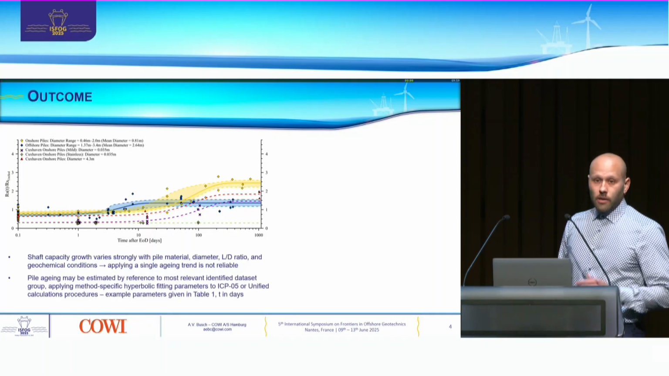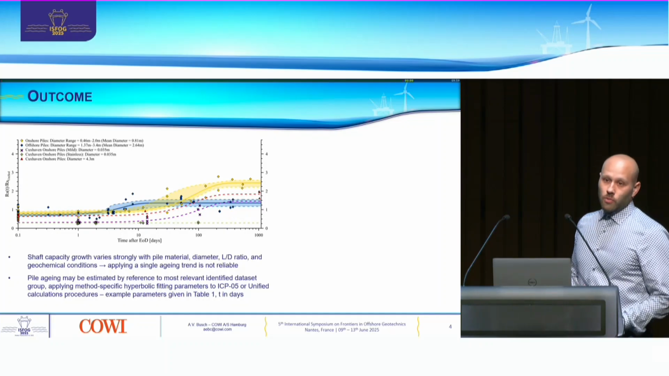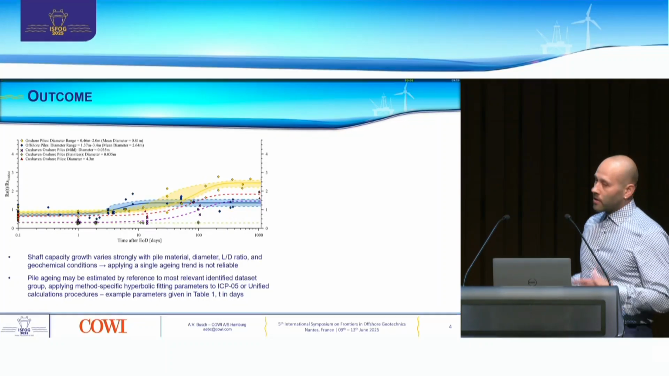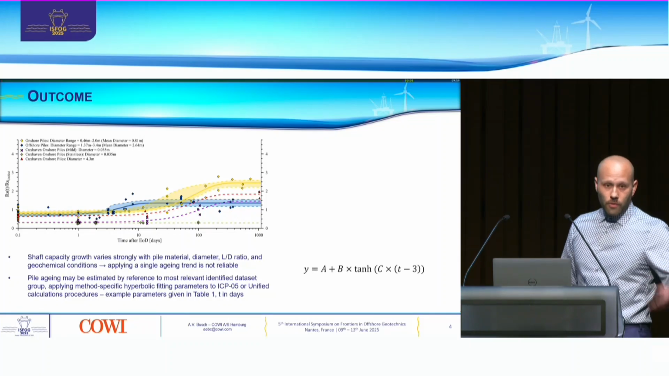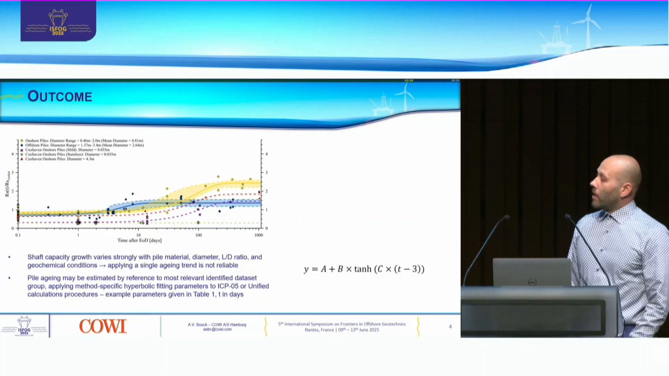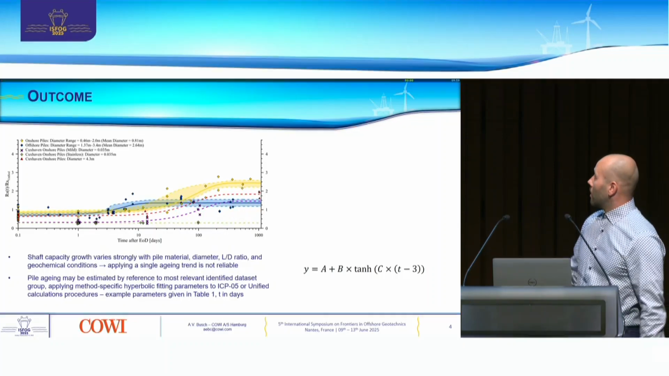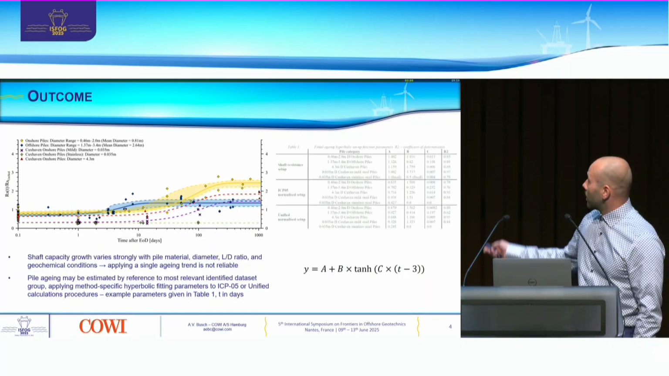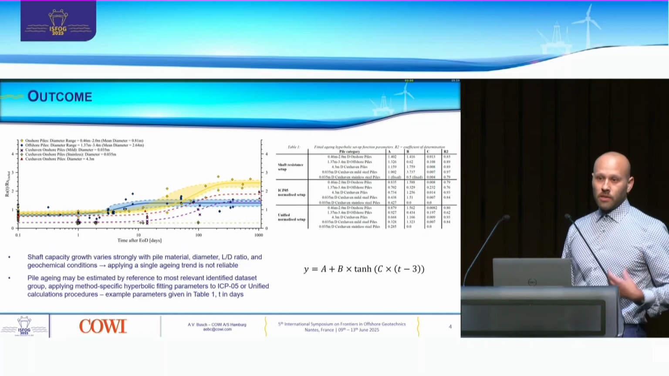And secondly, even if we normalize all of this data using pile prediction methods, we are still not able to predict everything with just one trend line. Nevertheless, if you have a pile and you want to predict its capacity into the future, you can use a prediction method, a simple tangent function, and our fitted parameters, and you can predict your pile capacity into the future.